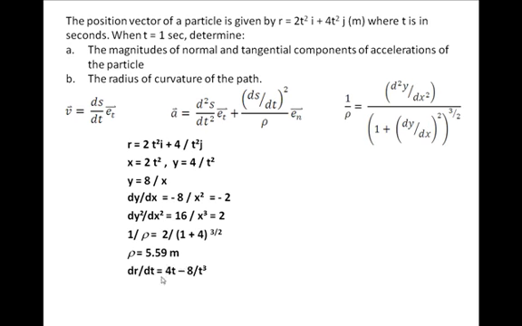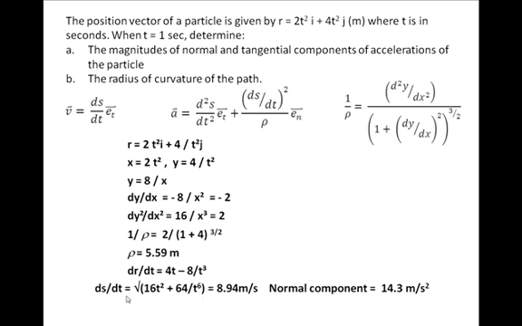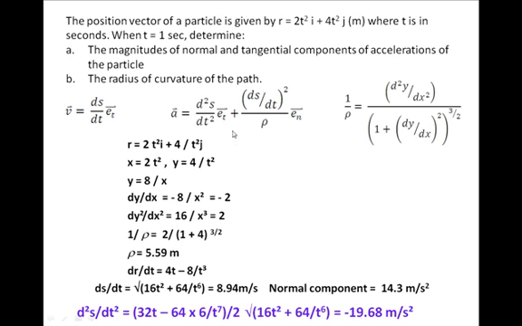Then dr by dt is known to you if you differentiate r. Magnitude of dr by dt is ds by dt. So we find that, and then once we find ds by dt, the normal component, that is ds by dt whole square upon rho, will work out to this. And for d square s by dt square, all you have to do is differentiate this and put in t equal to 1, and you will get the tangential component of acceleration. The negative sign only means there is deceleration along the path.